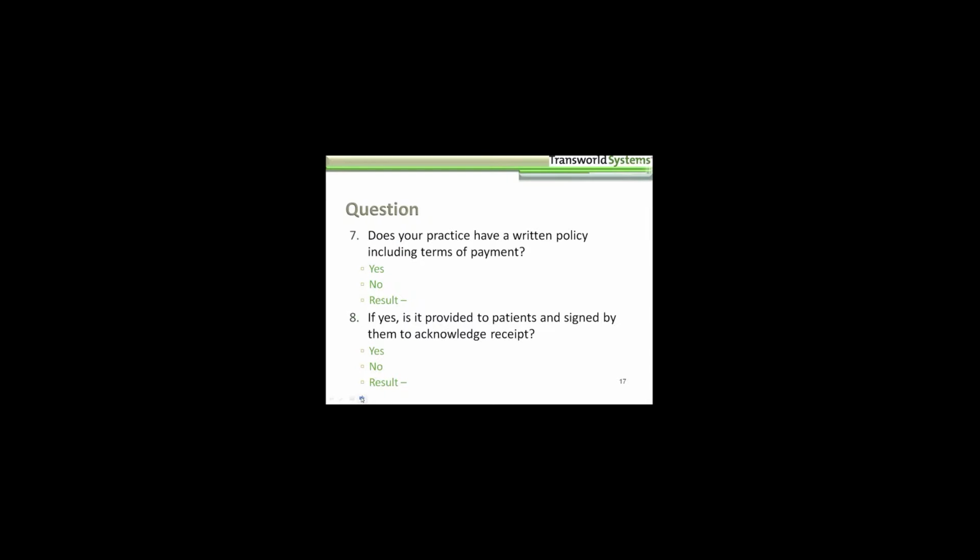So question number 7, does your practice have a written policy including terms of payment? And if yes, is it provided to patients and signed by them to acknowledge receipt? So acceptable payment terms should be known by your practice team members, and those terms should be set and everyone should be aware of what they are. And they should also be reviewed by your office each year and acknowledged by patients annually during their visit.